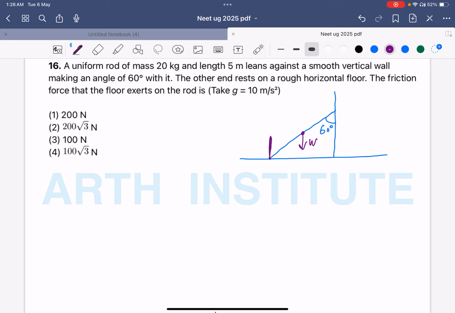a vertical force, that is the normal reaction. And because there should not be any vertical force, net vertical force नहीं होना चाहिए, net horizontal force भी नहीं होना चाहिए, तो net what will happen? Weight is acting in the downward direction, right? So normal reaction will act in the upward direction, and normal reaction should be equal to the weight because there is no friction in the wall. So this is also W.